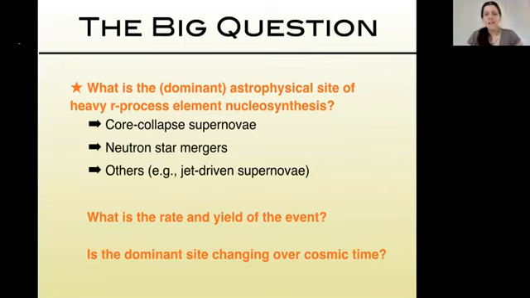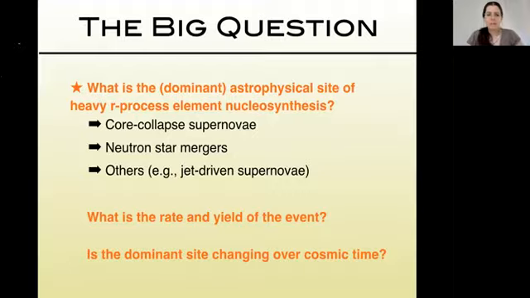The astrophysical site has been debated ever since the 1950s. The candidates are core-collapse supernovae, above the proto-neutron star, because there you would have the strong neutron flux that you need; neutron star mergers, of course, with lots of neutrons to play with; and other types of exotic supernovae.